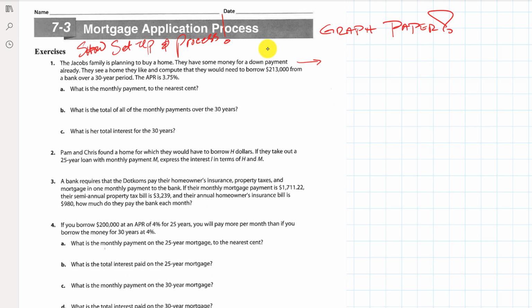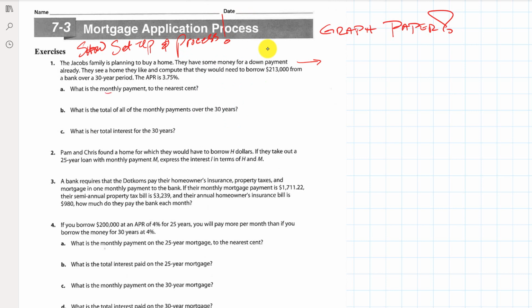A 30-year fixed loan where the APR is 3.75% is the way to go. I just refinanced mine for 2.85. Right now, the interest rate is really low, so I refinanced my house on a 30-year fixed loan with an APR of 2.85%, which is historically low. It's really low, which is good for me. But in this situation, they're going to get an APR of 3.75%. Question is, what is the monthly payment?